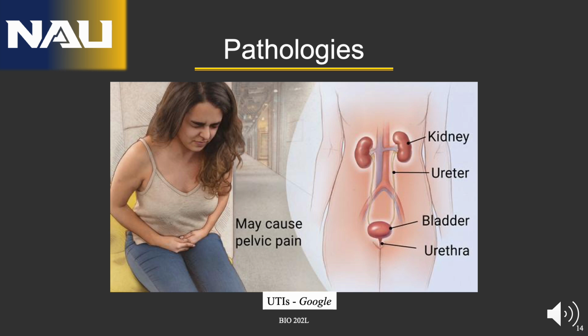And so some symptoms are urgency. That means like you feel like you got to go pee now. And then more frequently, so you have to do that even more frequently. And then pain during urination, if it burns. And then if you notice some cloudiness and a foul odor, that can also be a sign of a UTI.